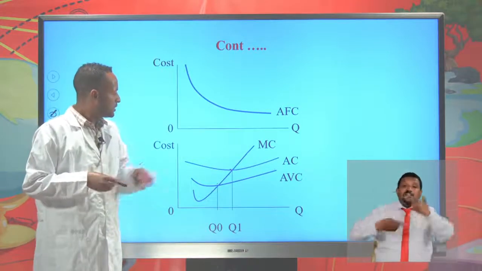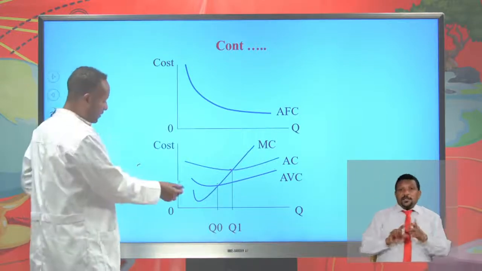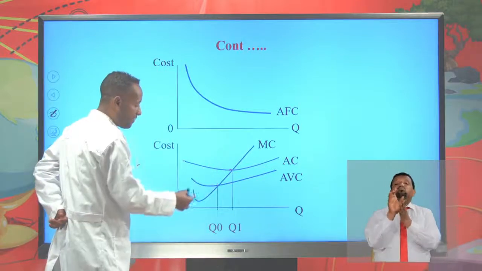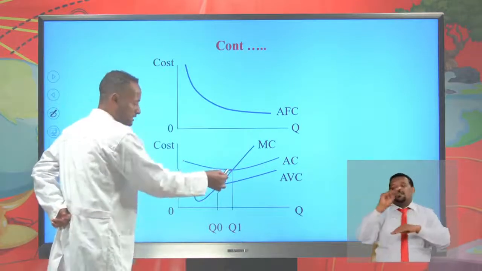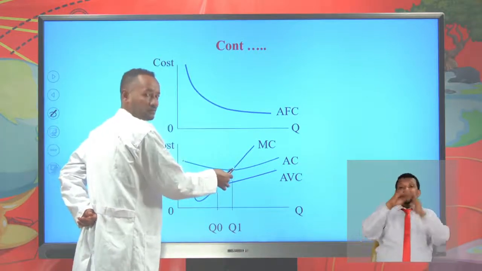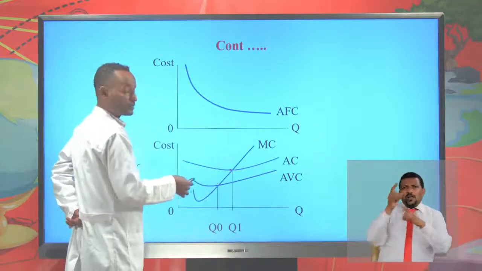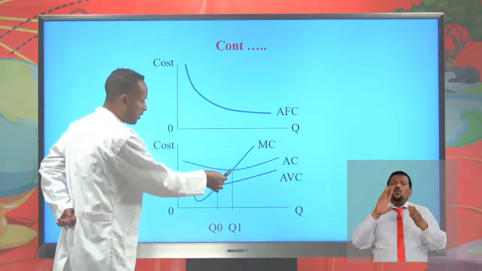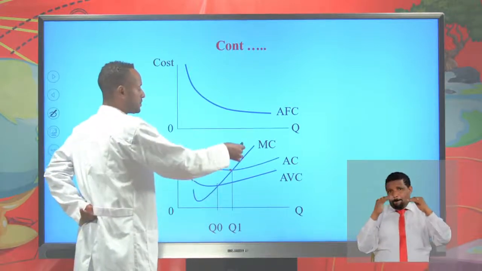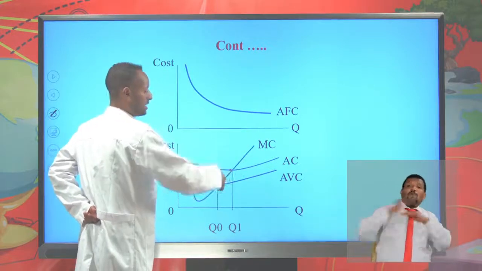The other relationship between the MC and the AC curve is, starting from this point to this point, the average cost of production curve is above the MC. Whenever AC is above MC, then the AC decreases. At this point, the MC curve equals the AC curve. Whenever MC equals AC, AC is at its minimum. Beyond this point, MC is above AC. Whenever MC is above AC, AC increases.